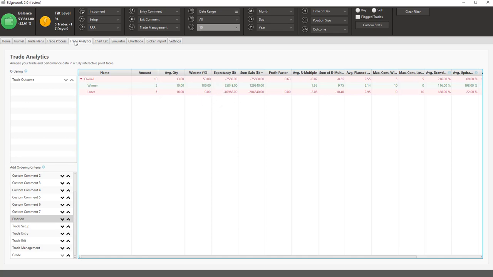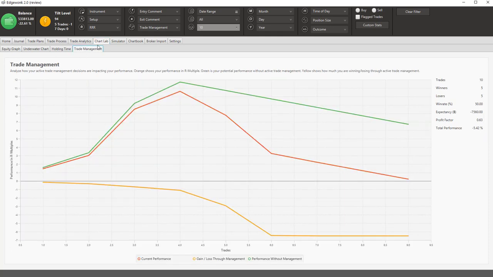We could also take a look again at the chart lab and the trade management, and now you can see that you actually have quite a big issue. Whereas you cannot see it in the whole trade management graph over all his trades, when we look just at his last trades, it seems like he's mismanaging his trades. Now the green graph is on top of the orange graph, which means that he's mismanaging his trades.